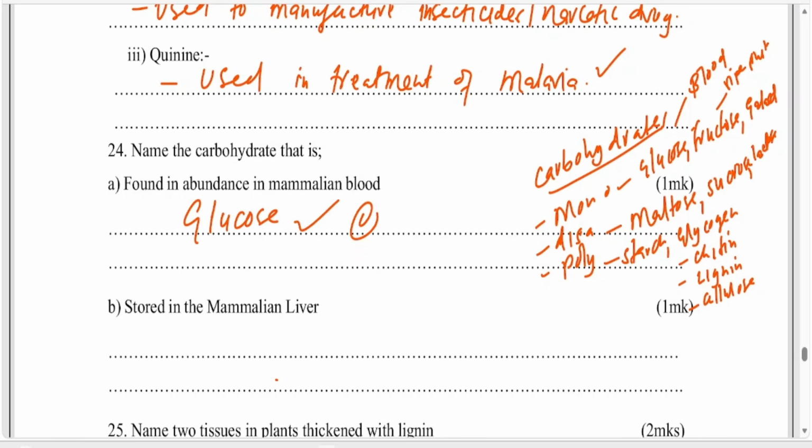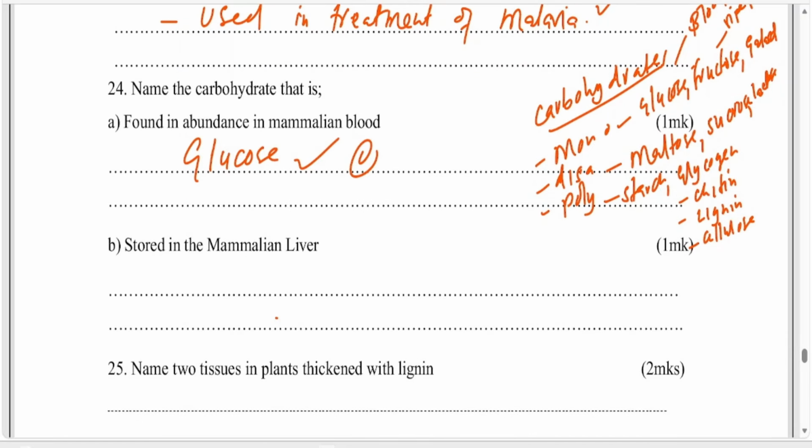We also have the carbohydrate that's abundant in mammalian liver, that I've said is in animal tissue. It is glycogen. Glycogen is the storage form of glucose. So once glucose is in excess, it is converted to glycogen, then stored in animal tissue. Therefore, you will be awarded 1 mark.